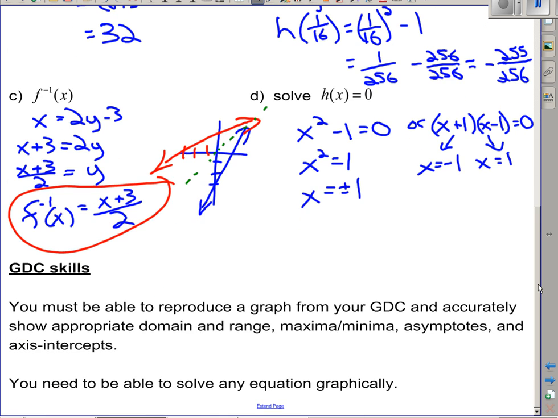As far as GDC skills go with functions, you need to be able to reproduce a graph from your GDC and show appropriate domain and range. So you need to be able to work with your window settings. You need to be able to show maxima and minima, and your calculator will actually figure out where those maxes and mins are. Asymptotes and axis intercepts. You also need to be able to solve any equation graphically. We're not going to go into that a great deal right here, but there is a GDC review that I've done that you could check out that skill on.